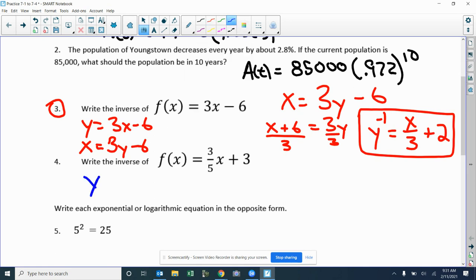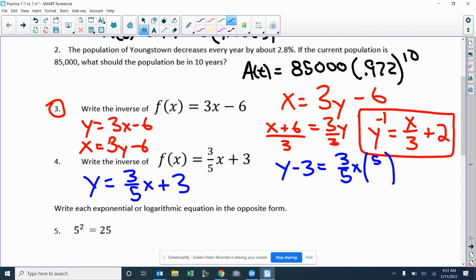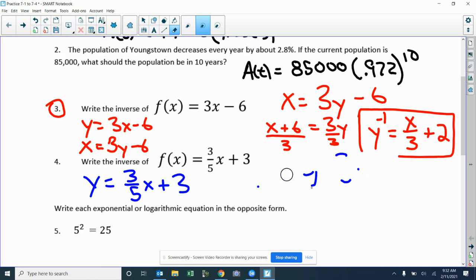Gonna go the same route on this second one. Y equals 3/5 x plus 3. Subtract the 3 over, we're gonna have y minus 3 equals 3/5 x. I'm gonna multiply now by the reciprocal. All I'll have left over there, what the heck did I do wrong? I didn't switch the x and y, did I? Nope, all right, start back. I just started solving for x, didn't I? My bad there. Let's go back.